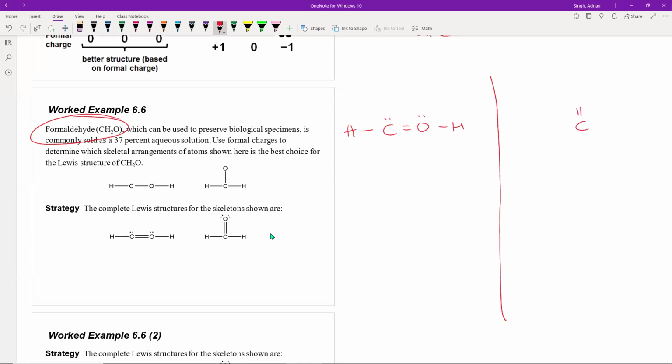We also have another instance where you have a carbon double bonded to an O, and then two H's on either side of the carbon. Okay, so which of these would be preferred? Because in both of these cases, everything that needs an octet has an octet. We've accounted for all of the valence electrons in both of these. So these are plausible. If we compute the formal charges, we can do it for each of these.